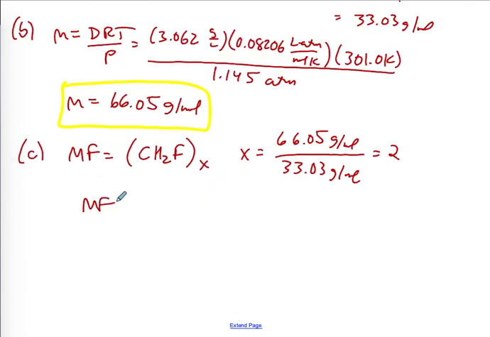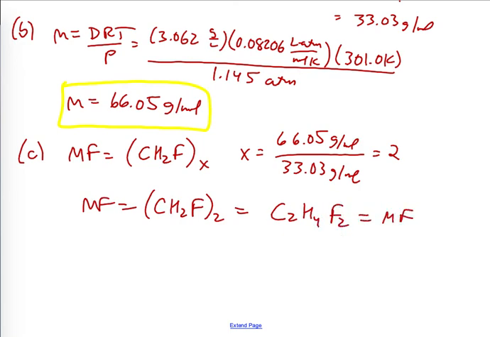Therefore, our molecular formula is CH2F taken twice, or distributing, C2H4F2 as my molecular formula. And this, my friends, is how we use percentage composition by mass data and the density of the gas to determine the molecular formula.